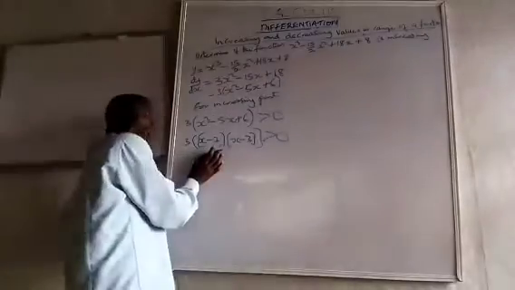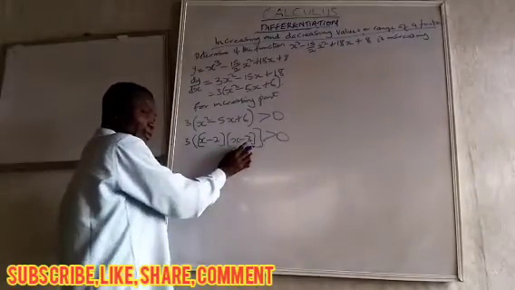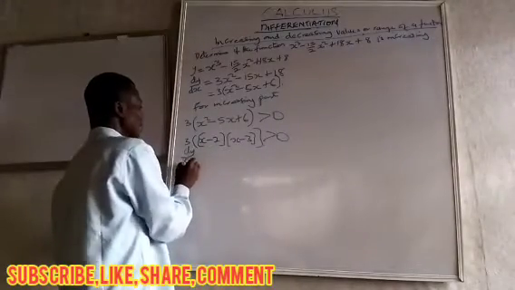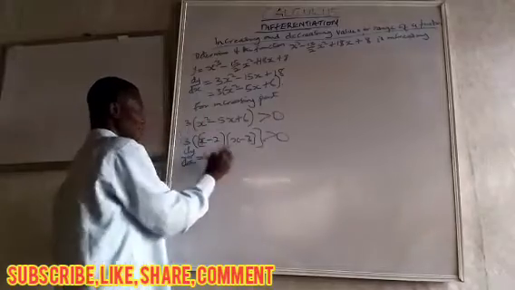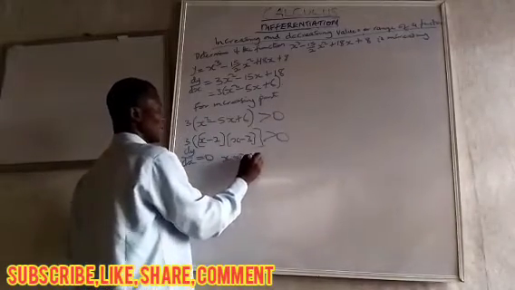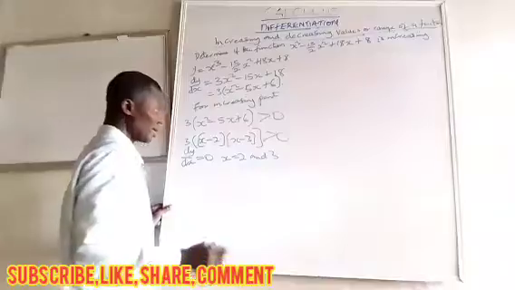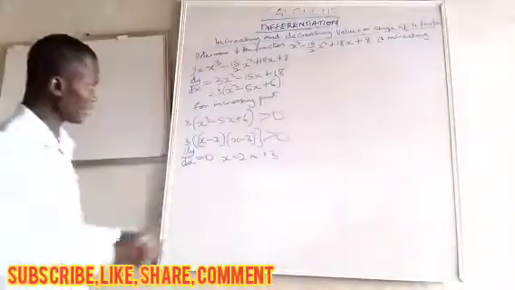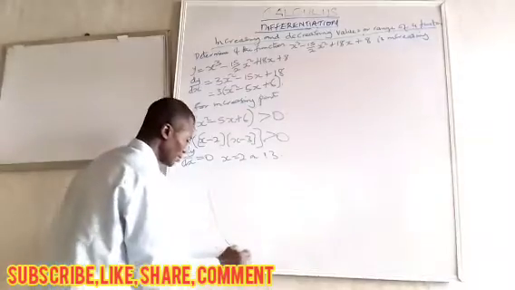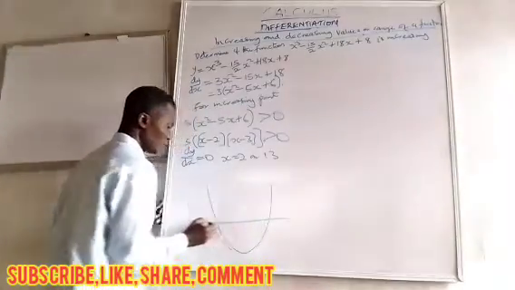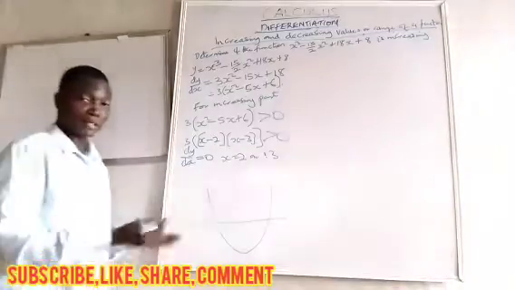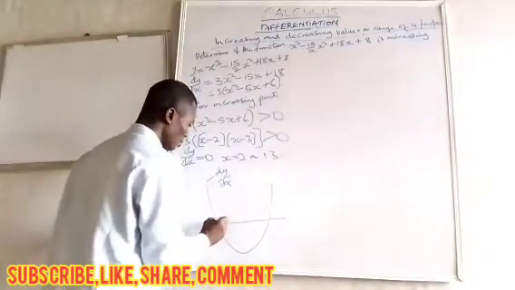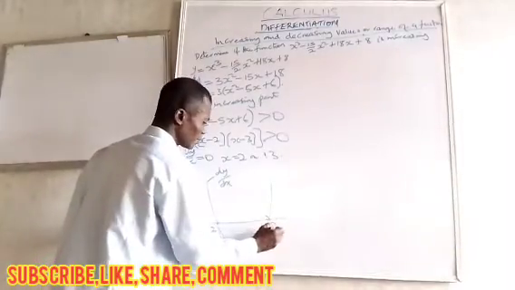For dy/dx equal to 0, x equals 2 and x equals 3. Do you understand? The zeros of dy/dx are x equals 2 and 3. Since it is a quadratic equation, you know how the curve will look like. It will go down like this, and this curve represents dy/dx. So this place will be 2, this place will be 3.